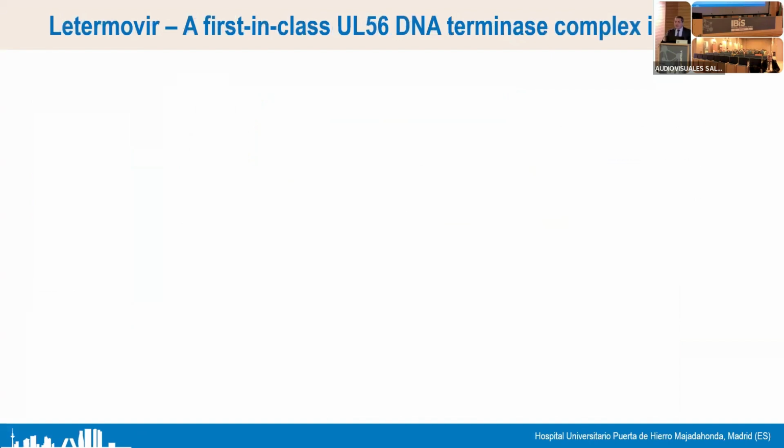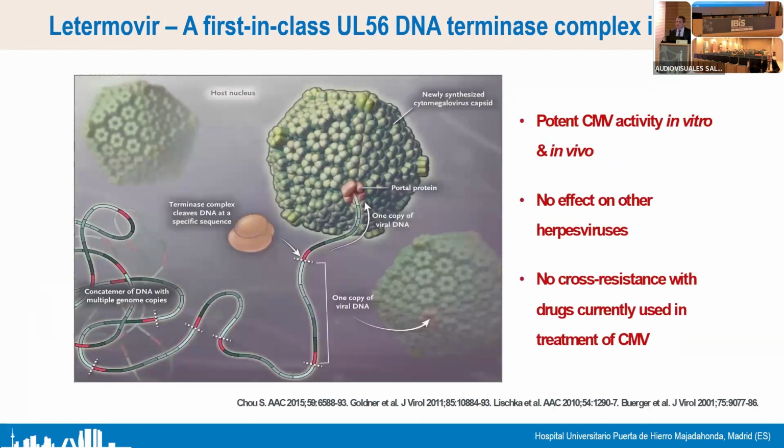So here came letermovir, a first-in-class terminase complex inhibitor with pros and cons. Pros in the sense that this target is not expressed, for instance, in human cells. It's fairly safe in a way. At the same time, it doesn't work for other viruses. You still have to do your prophylaxis for herpes simplex, for other herpes viruses beyond herpes 5, which is CMV.